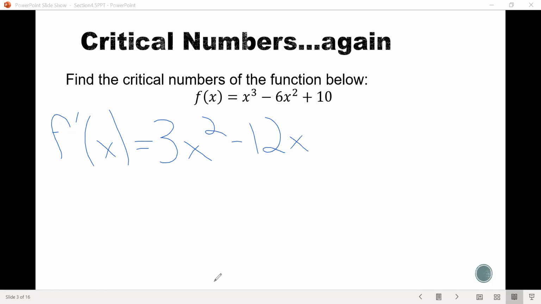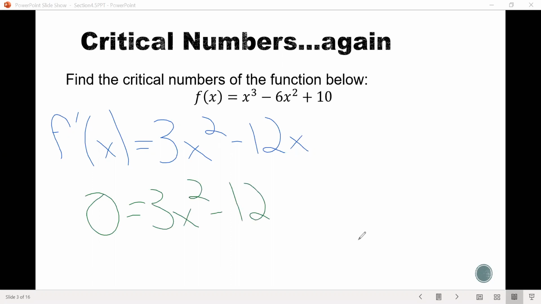Okay, and then recall that to find the critical numbers, we have to check two things, right? First, we have to find the values that make this equal to 0. So we'll take our function and set it equal to 0. So 0 equals 3x squared minus 12x. And we can also check for input values that make the derivative undefined. However, since this is a polynomial function, that's not something we have to worry about, since there's no way that we could plug something in that would make us divide by 0 or take the square root of a negative.